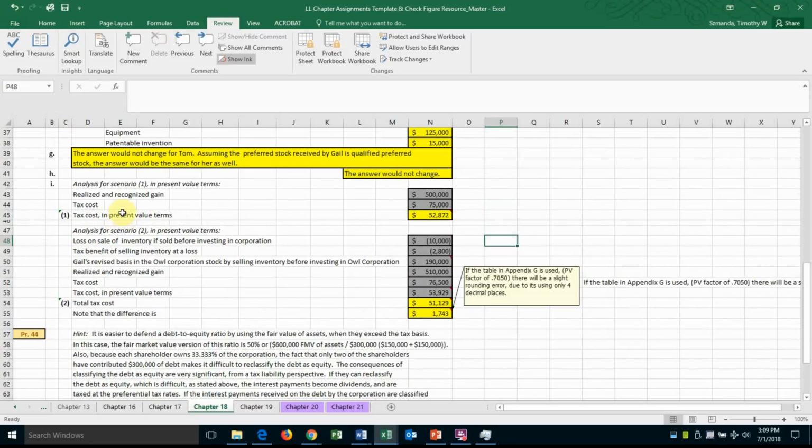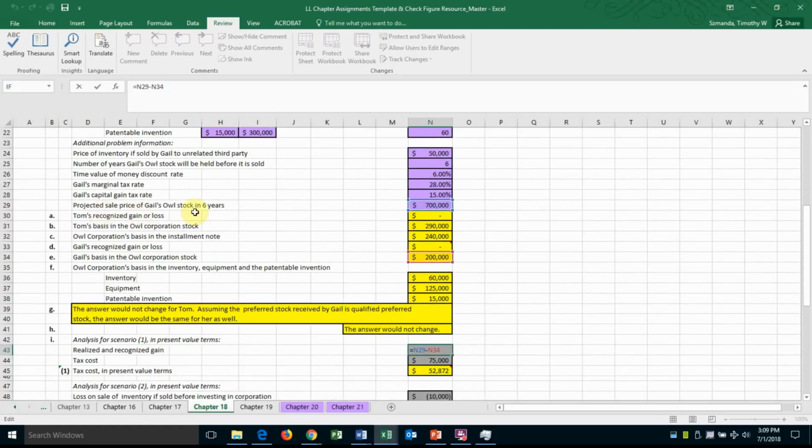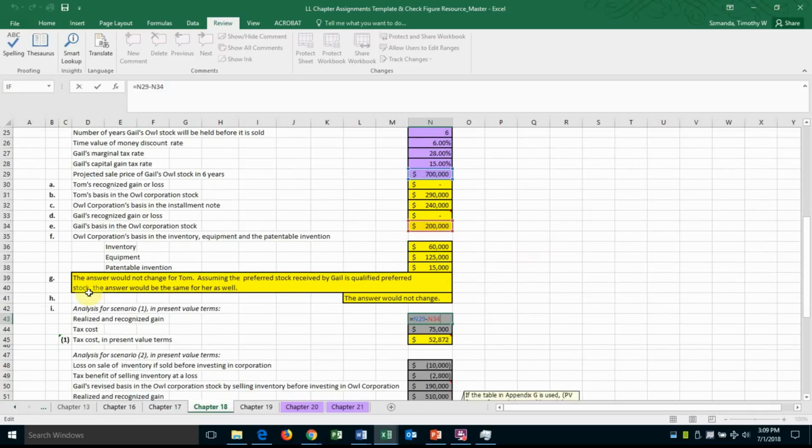All right, so if we look at the first scenario, that is to say, giving the inventory directly to the corporation with a built-in loss, first we have to look at the realized and recognized gain or loss. Well, the realized and recognized gain or loss is going to be the difference between the projected sale price in 6 years of $700,000 and Gail's basis in Owl Corporation stock of $200,000, which gives $500,000.